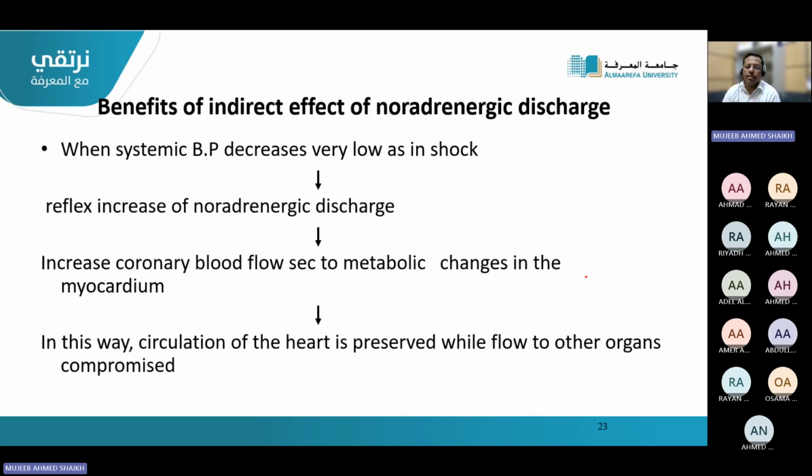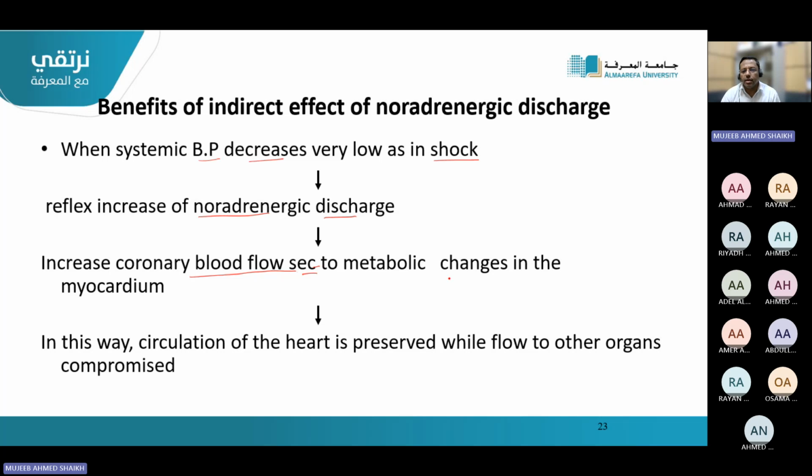But in a normal living individual, there is vasodilatation during sympathetic stimulation. This is beneficial. Why beneficial? Because whenever there is a decrease in the blood pressure to a very low level, as in circulatory shock, this will lead to increased noradrenergic discharge, that is sympathetic stimulation, you can say. This will lead to increased coronary blood flow.